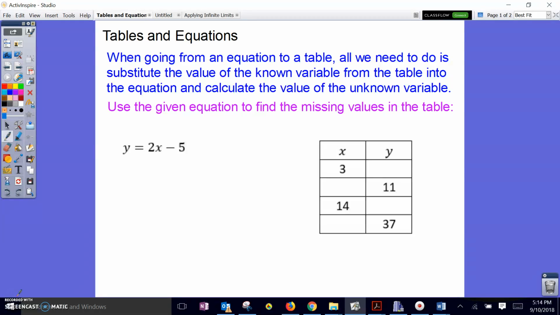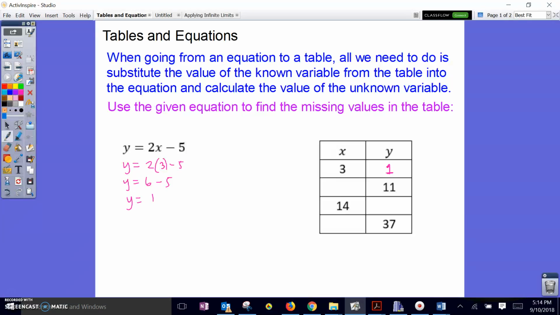So we're going to start here with the equation y equals 2x minus 5. My first table entry, I know that x is 3, and I want to find y. So I'm just going to go ahead and put 3 into the equation for x and calculate the value of y. And y is 1 for that value, so I'll fill that into my table.